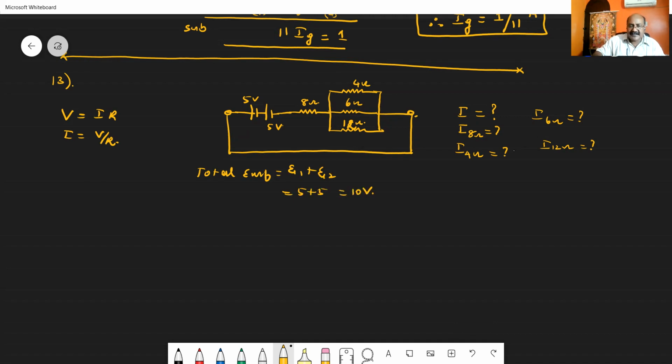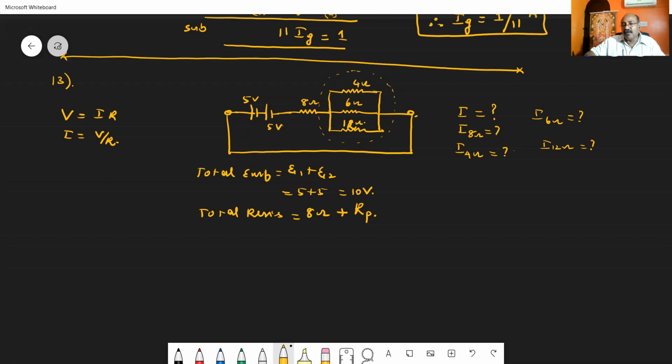What is the total resistance? See, if you want to calculate the total resistance, we have to consider this 8 ohm to be in series with the parallel combination of these 3. So for these 3, I have to calculate the parallel combination value and add that value. That is the total resistance.